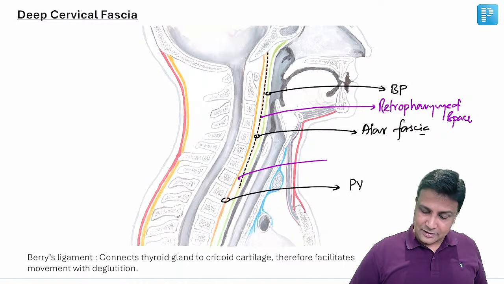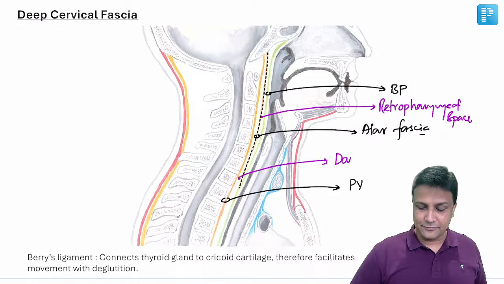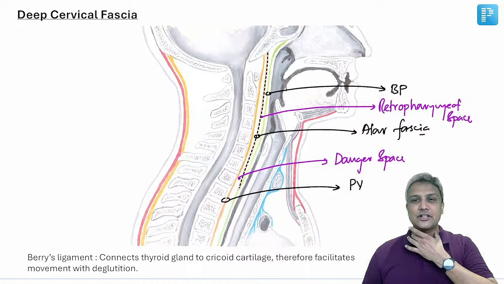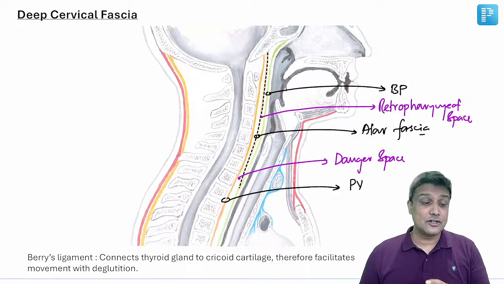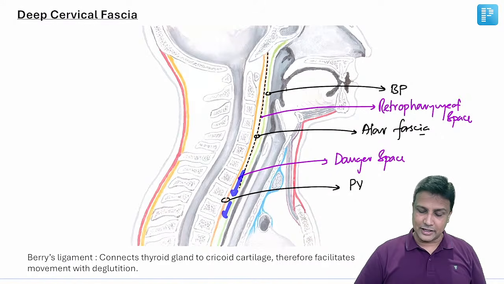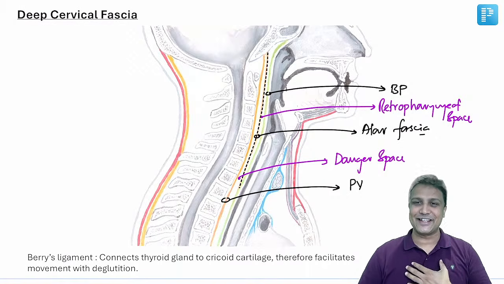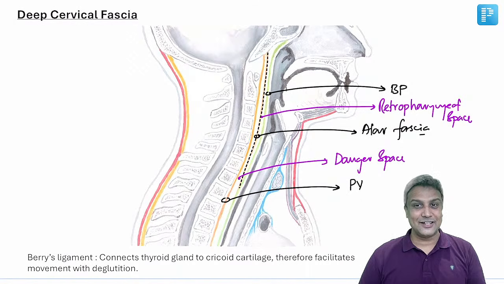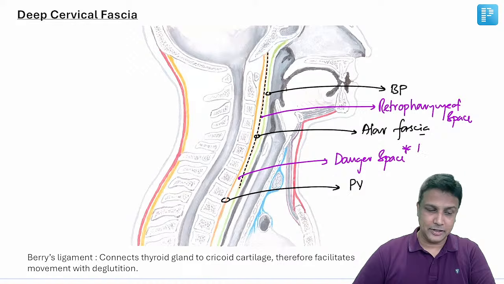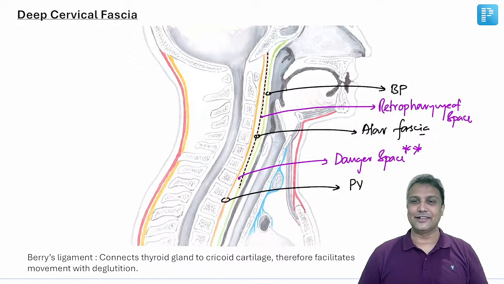Now this space here was actually asked in the exam, and this is referred to as the danger space. Danger space, why? Because you can clearly see this space is open here. And if there is any infection here, that infection is not going to limit itself to your neck region only. This infection will continue down, down, down into the mediastinum of the thorax. That is dangerous. That is why it is referred to as the danger space. This was asked in the image based question. Please take care about that one here. Okay.